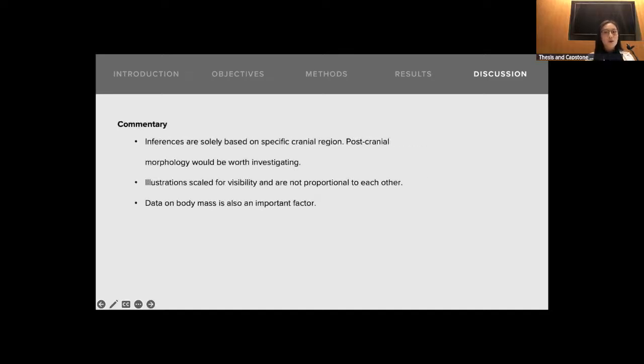I would also like to point out that my inferences are solely based on a specific cranial region. Postcranial morphology would be worth investigating. My illustrations were also scaled for visibility and are not proportional to each other. Data on body mass is also an important factor to consider.